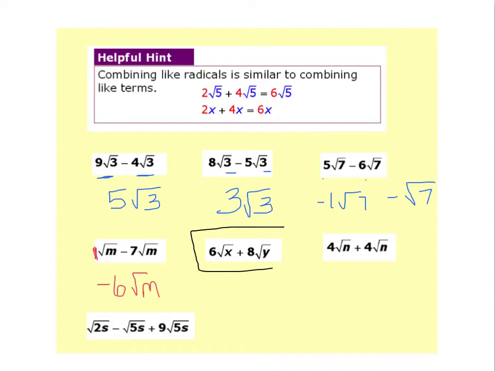This example, some of you might even be looking at it and thinking, can I do that? And the answer is no, you cannot. We cannot add together something that has the square root of x, or the radical x, and a radical y. So we would have this one really be already simplified. For our next example, it's as simple as doing 4 plus 4, which is 8. So 8 times the square root of n.